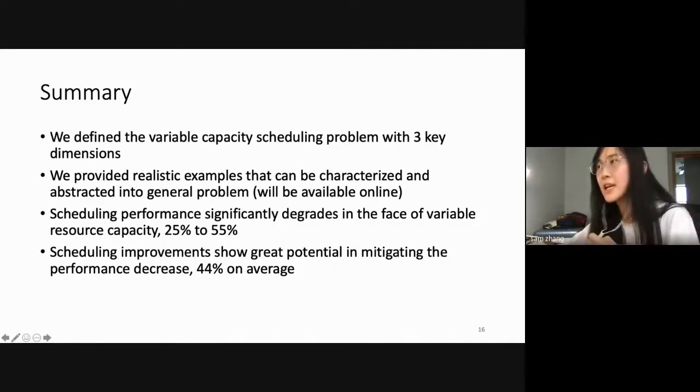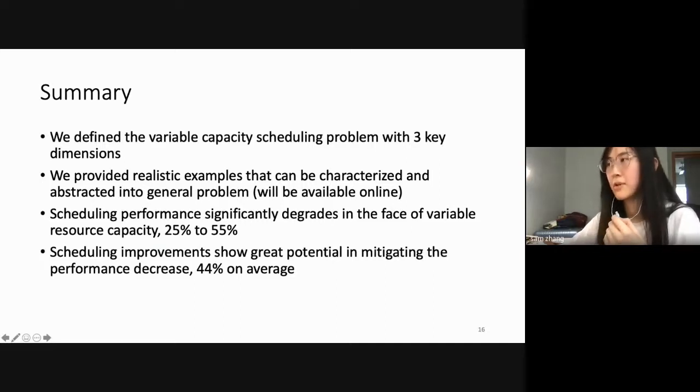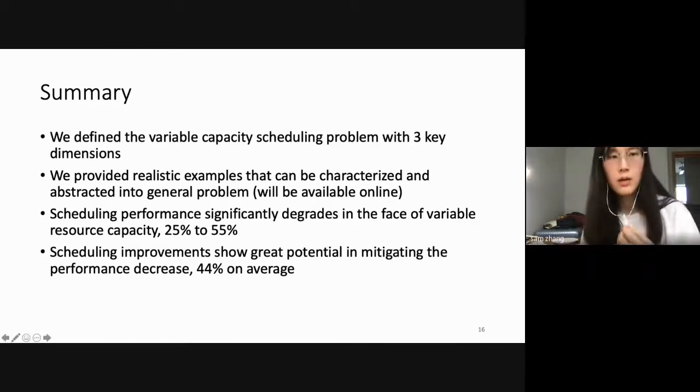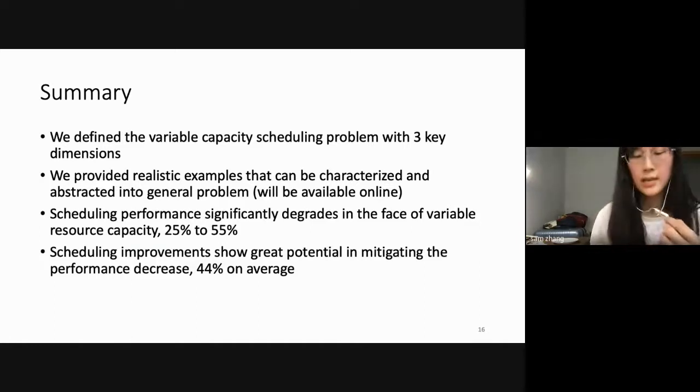So in summary, we define the variable capacity scheduling problem with 3 key dimensions. We provide realistic examples that can be characterized and abstracted into general problems. And these traces, we will make them available online. We also show that scheduling performance can significantly degrade in the face of variable resource capacity, from 25% to 50%. And last, scheduling improvements show great potential in mitigating the performance decreases, with a 44% increase on average. And with that, I will conclude my talk, and I'm happy to take any questions.